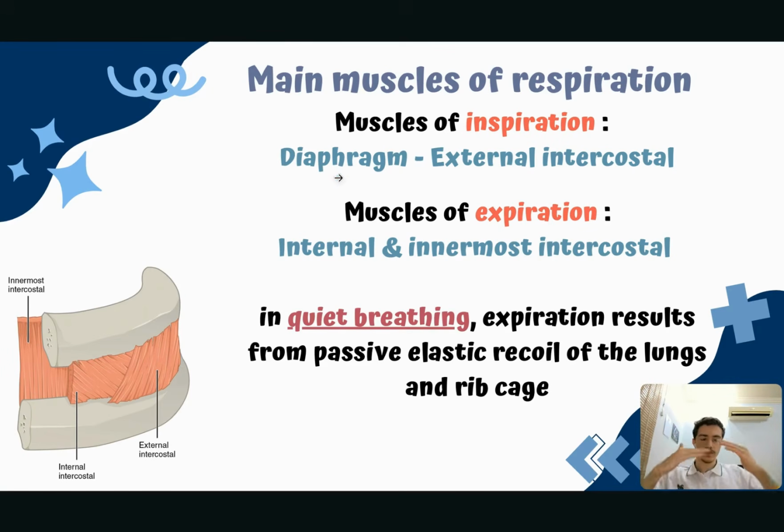It's very easy. It contracts, so the air is going to go down into the lung, and the lung is going to expand. So this is the diaphragm. And as we said, the external intercostal muscle goes downward and forward, so it's going to elevate the ribs, giving more space to the lungs to expand. This is the external intercostal and the diaphragm. Two muscles that help in inspiration.